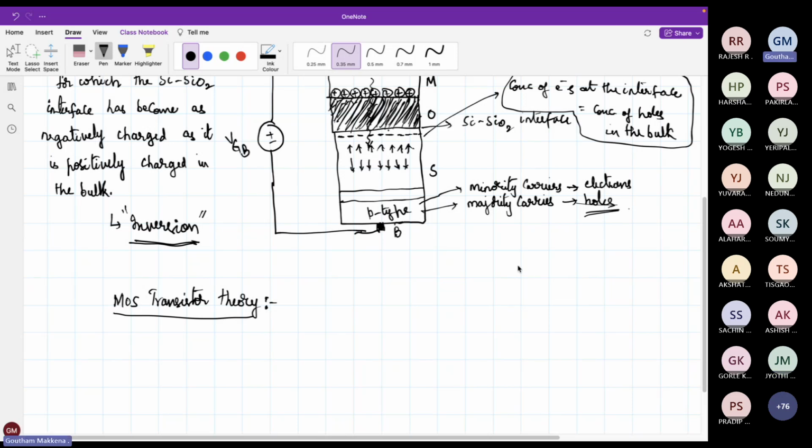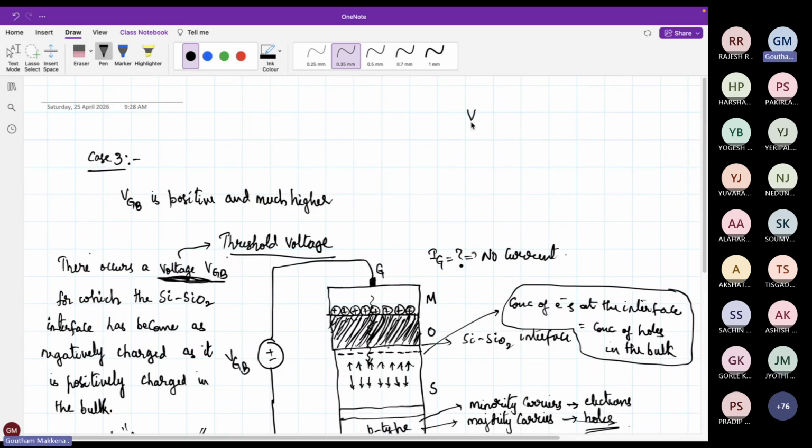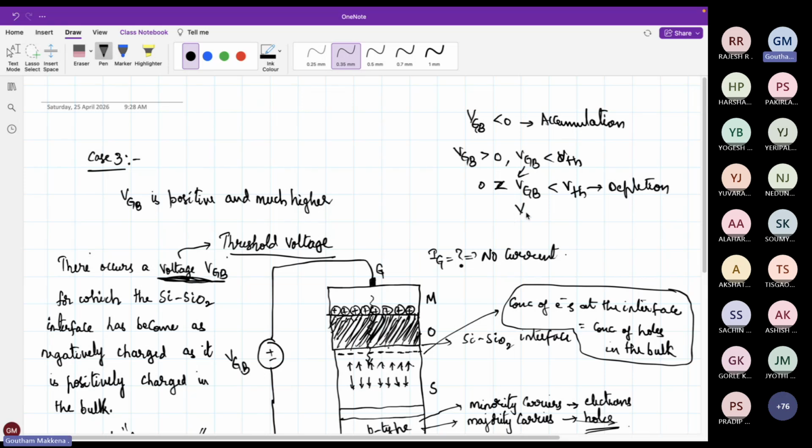So let me quickly summarize. When VGB is less than zero, what is it? Accumulation. When VGB is greater than zero and VGB is less than VTH, it is depletion. And VGB greater than VTH, I can say it is inversion. Right. So this is the quick summary of the MOS capacitor.